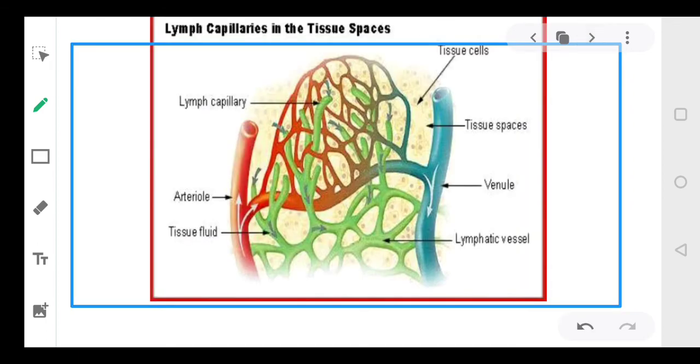Now coming to the lymph capillaries in the tissue spaces, we can easily look into it. See, this is your arteriole which is going. Now you can see there is a network of capillaries called your lymph capillaries. The green color that you see is the lymph capillaries. Then all the fluid comes into the lymphatic vessel, and then it will be transported back into the vein. In the same way, the red portion is your arteries and capillaries, a network of capillaries. In between the network of capillaries, there is a network of lymph capillaries also.